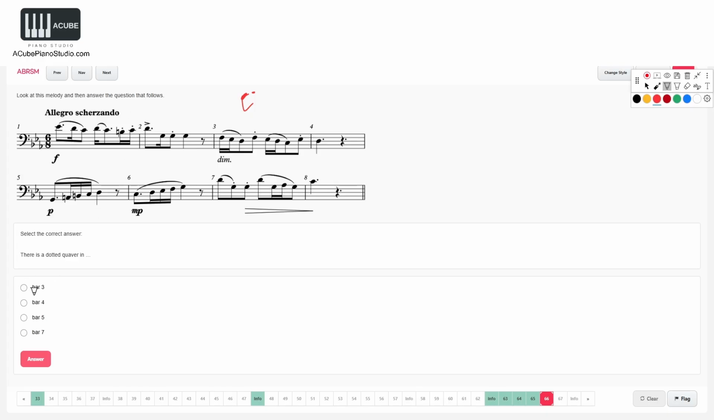So let's check by looking at the options that are given. Bar 3, do you see any dotted quaver? No, there aren't. In fact, there aren't any dotted notes. Bar 4, nope, there's only a dotted crotchet, so it's not bar 4. Bar 5, yes, there is a dotted quaver, which is here. Bar 7, nope, there isn't any dotted quaver. In fact, there's no dotted note. So the answer is bar 5.